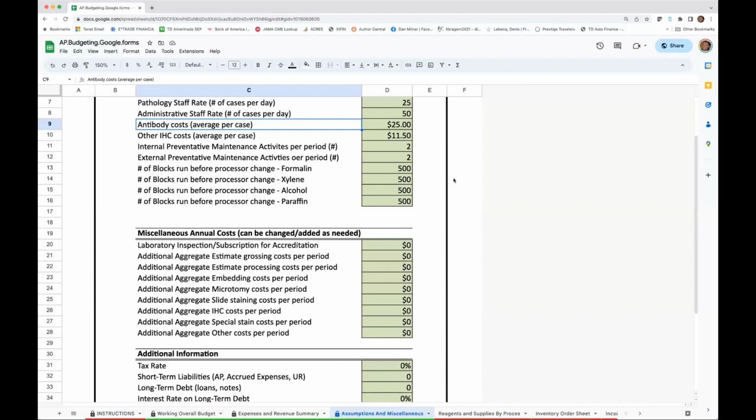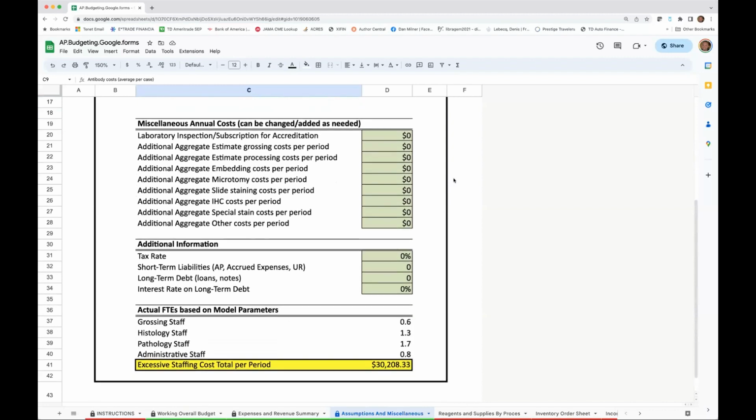Now, the interesting thing is if you recycle formalin, that's a special case, or recycle xylene or alcohol, this becomes kind of irrelevant, but you can adjust the model to account for that, and it saves you a lot of money. But this is just accounting for if we're going to use standard practice of changing every 500 blocks.